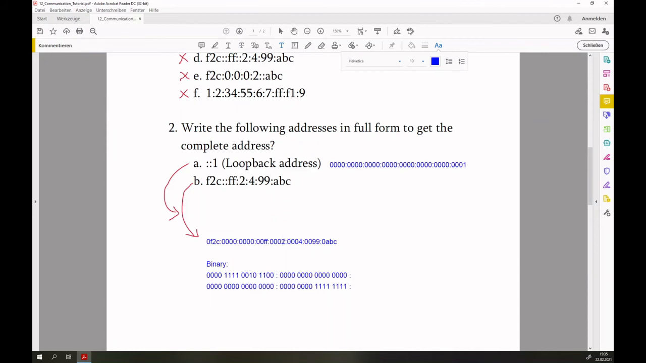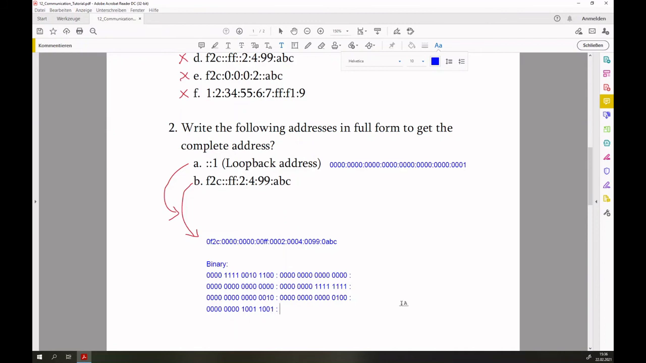We have the 0002, which is this, and the 2 is here. So again, 1, 2, 4, 8. So the 2 is here. And then the next one is the 4. And the 4 is here. And then you have the 99. So the first ones are 0. And then you have the 9. The 9 is 8 plus 1. So you have 8 and the 1. And again, the 8 and the 1.